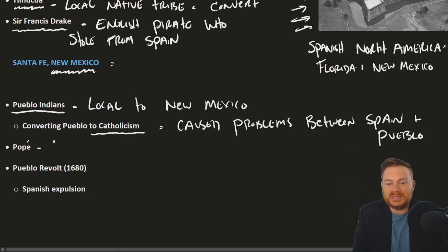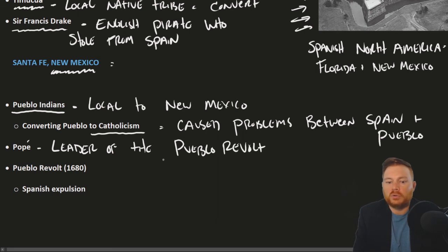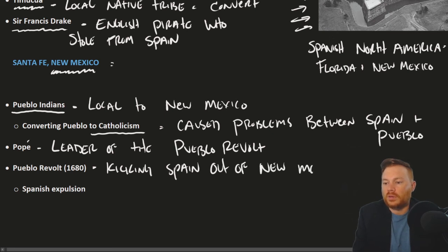So we might say Pope, he is the leader of the Pueblo revolt. And the Pueblo revolt is the kicking Spain out of New Mexico. And again, the reason for it, or at least the major motivation for that, was this conversion, and sort of the harsh way we might go ahead and say about converting the Pueblo caused problems between the Spain and the Pueblo.